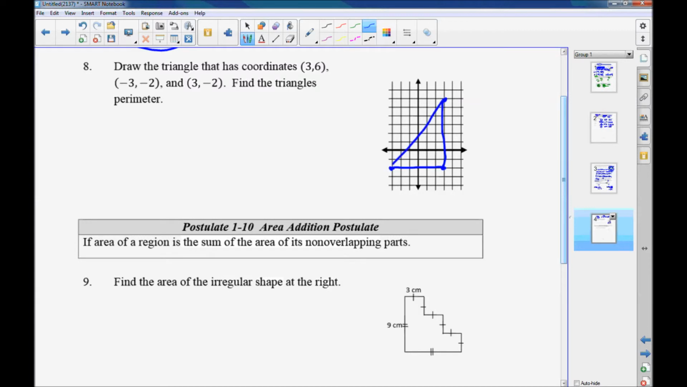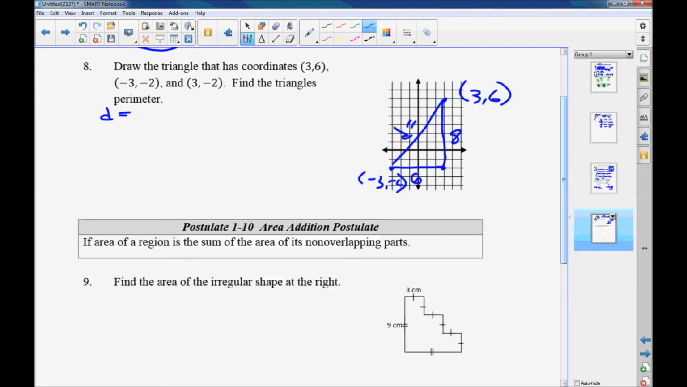And it's easy to see the distance for some of these. This distance, of course, is 6. And this distance is 2, 4, 6, 8. But that last one, I don't know. We're going to have to use the distance formula. So we're finding the distance between (3, 6) and (-3, -2).